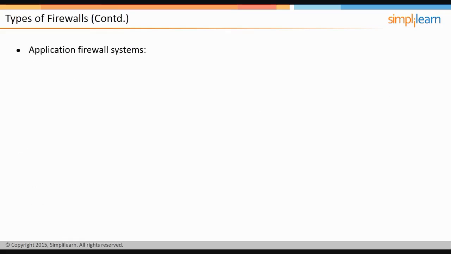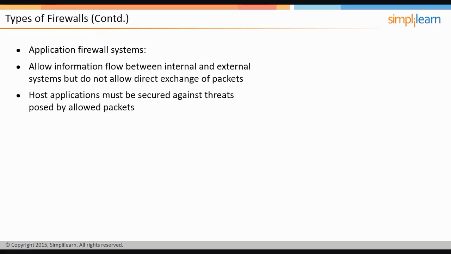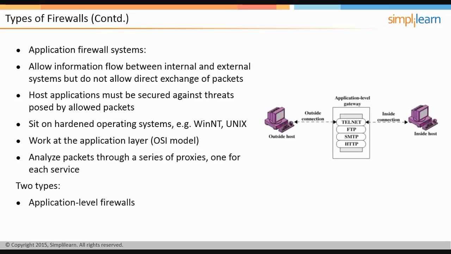Application firewall systems. This type of firewall allows information flow between internal and external systems, but does not allow direct exchange of packets. Host applications must be secured against threats posed by allowed packets. They rest on hardened operating systems, for example, WinNT, Unix. It works on the application layer of the OSI model. The firewall analyzes packets through a series of proxies, one for each service. There are two types, application-level firewalls and circuit-level firewalls.